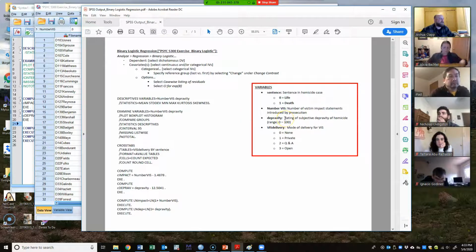What they've done is rate the depravity of the homicide on a 0 to 100 scale, where 0 is not a depraved homicide and 100 is maybe sort of weird Dahmer stuff. I don't know what's going on, but it's a 0 to 100 depravity of the crime. And then we've got a categorical indicator, where 0 is no victim impact statement delivery, 1 is in private, 2 is with question and answer between, say, the jury, and 3 is open. I'm not exactly sure what all this means because this is not my area, but we've got a nominal variable that captures different ways of presenting this victim impact statement. So what we're interested in is whether these two, which we'll treat as continuous variables, and this categorical variable predict whether the defendant was sentenced to life in prison or got the death penalty.